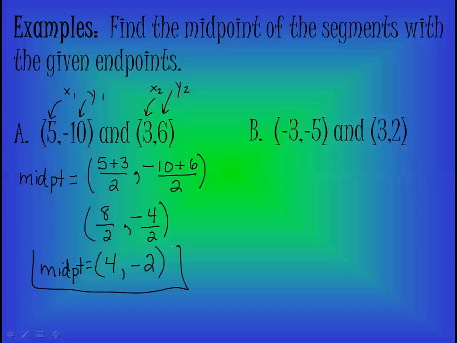Notice we can tell this makes sense because in between 5 and 3 would be the number 4. And if we had a number line going from -10 to +6, -2 would be halfway between those two numbers.